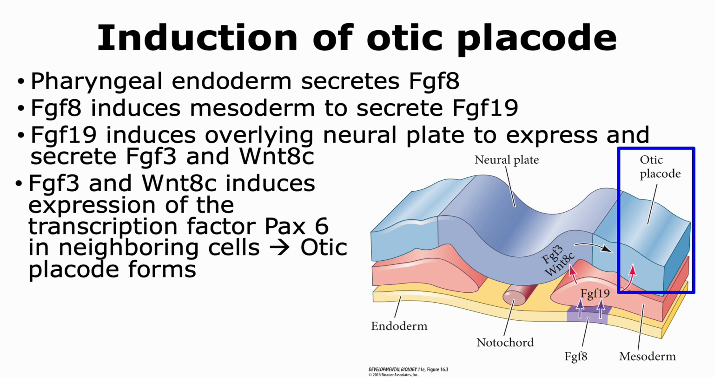The FGF3 and the Wnt8C produced by the overlying neural plate will induce the expression of transcription factors in the neighboring cells. It specifically induces the expression of PAX6 in the neighboring cells, which will then form the otic placode. Thus, we can see how the process of induction causes the otic placode to form.